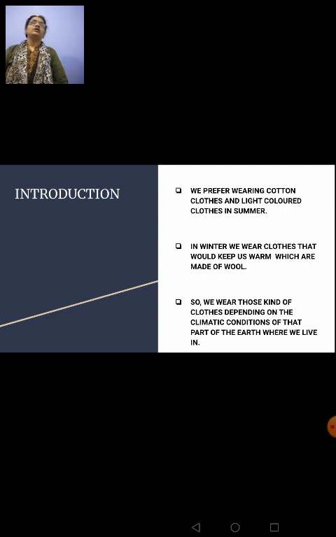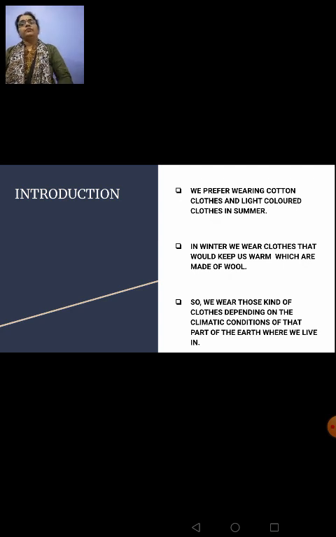If it is too hot in summer, we normally go for cotton clothes to protect us from heat. We go for light colored clothes also. If it is winter, we prefer wearing woolen clothes to protect us from the cold, so that you retain the heat within yourself, to keep yourselves warm. So the climatic conditions are determined by the temperature prevailing in that particular area. There are several ways to identify this temperature.